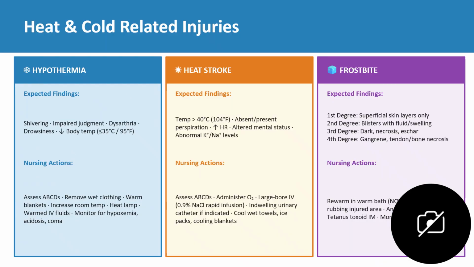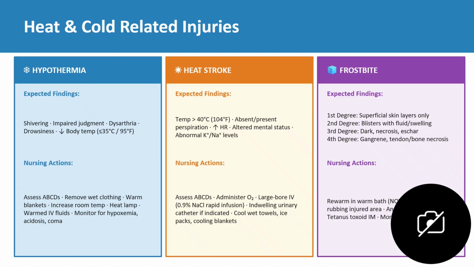Now we're going to be discussing heat and cold related injuries: hypothermia, heat stroke, and frostbite. So for hypothermia, environmental emergencies are an important component of emergency nursing. Hypothermia occurs when core body temperature drops to 35 degrees Celsius or below. Signs include shivering, impaired judgment, slurred speech, or drowsiness.